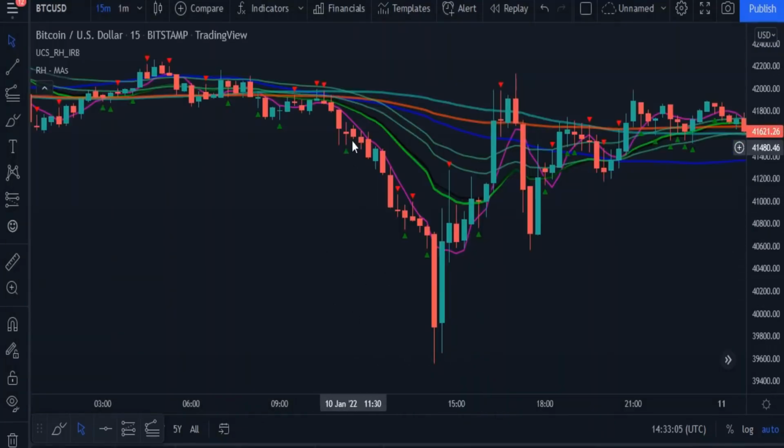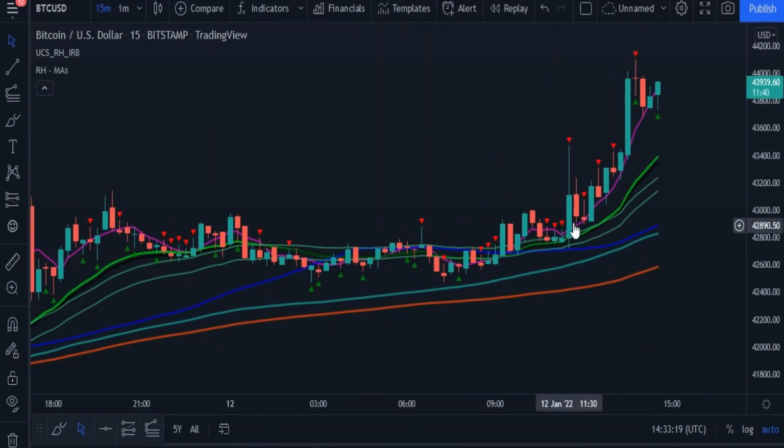The second condition, the target candles must be below the purple line in the case of the downtrend, as we see it here. But in the case of the uptrend, the candles should be above the purple line, and this is logical, as we see here.